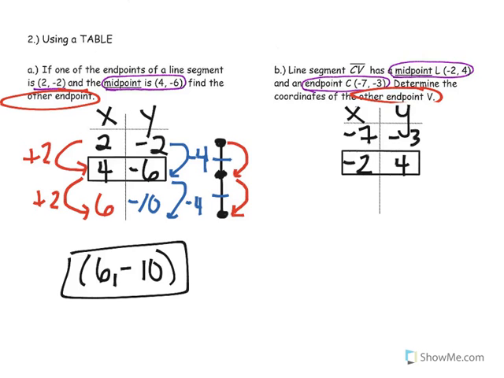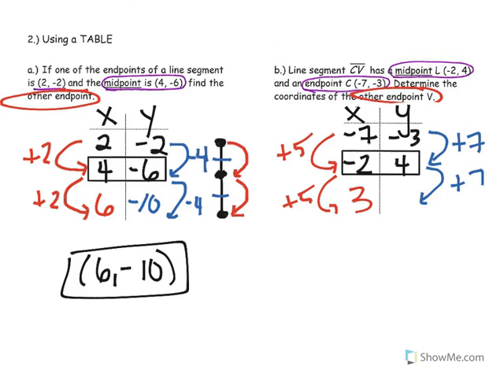And let's find the distance between the x's and the distance between the y's. So the distance between the x's, negative 7 to a negative 2. That would be plus 5. And then I can repeat it. Plus 5. Negative 2 plus 5 is a 3. All right, let's look at the y's. Negative 3 to a positive 4. That means I would have added 7. 4 plus 7, do the same thing. That gets me 11. And my answer for the other endpoint V is (3, 11).